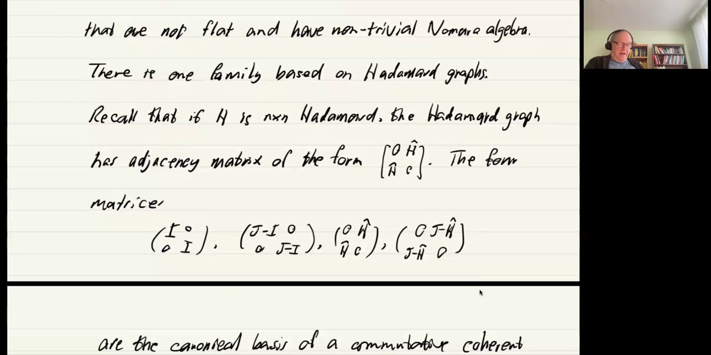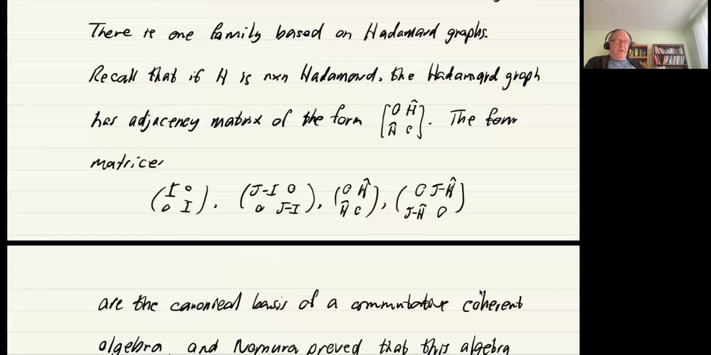You get the identity, you get J minus I blocks on the identity. So this is just 2 copies of the adjacency matrix of the complete graph on Kn. You get the adjacency matrix of the Hadamard graph. And if you think about it for a while, you'll see that this is also a 0-1 matrix. So we get these 4 matrices and they add up to the all ones matrix. Okay, and they're also Schur orthogonal.